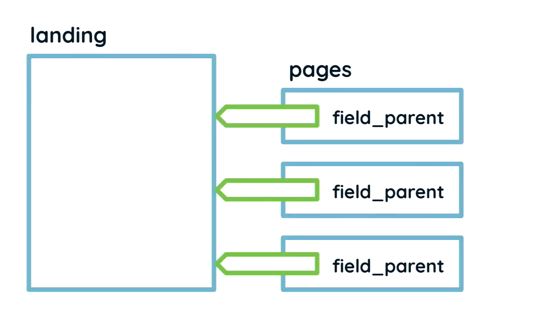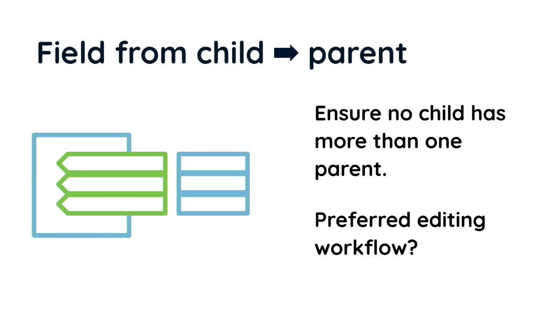But the other way, where you've got a field on a page pointing to a parent, you get this kind of model. And the value of that is you can ensure that no child has more than one parent. That can be really, really useful if you're designing breadcrumbs and stuff like that. You want to keep the hierarchy really clean, so you want to make sure that no page has more than one parent. And this is a really easy way to do that.